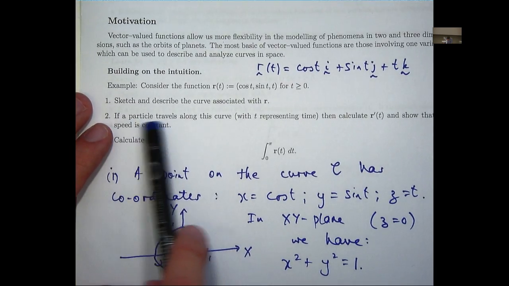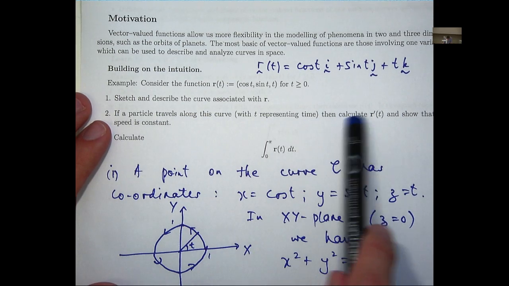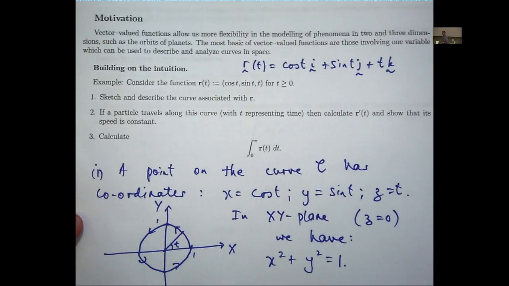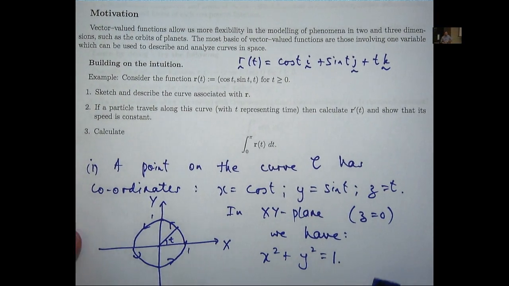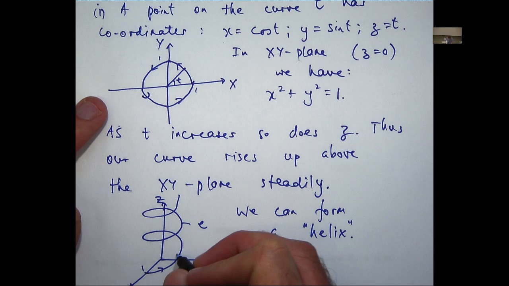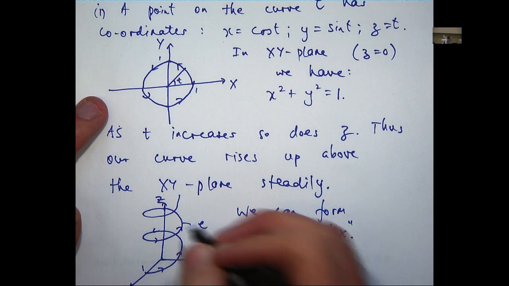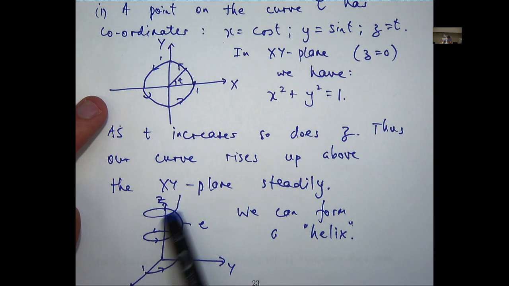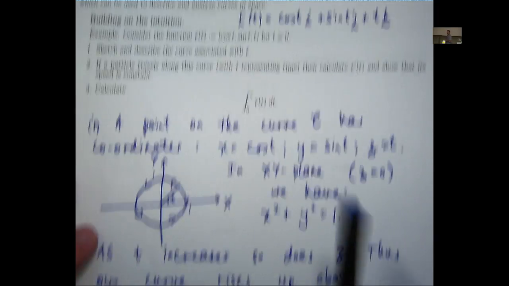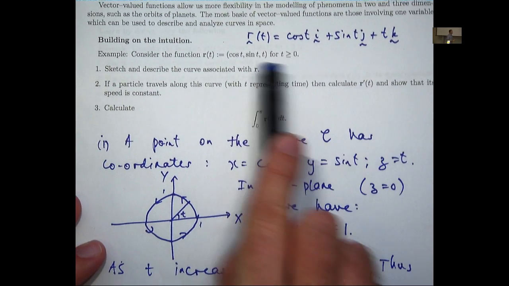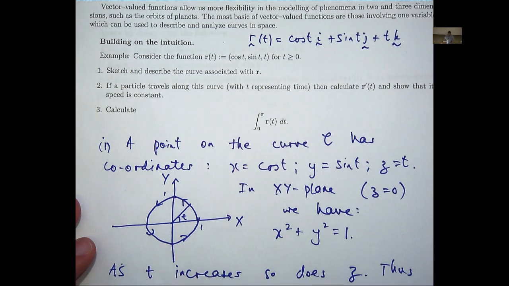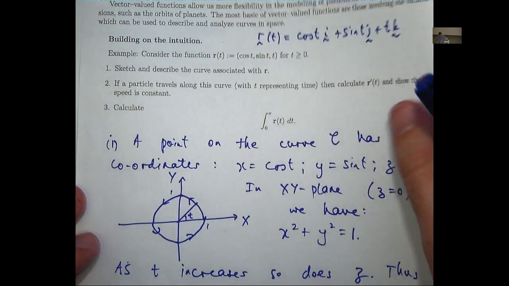Now, if a particle travels along this curve with t representing time, then calculate the derivative of r and show that the speed of the particle is constant. Okay, so I'm going to imagine the particle starts here, and then these little arrows kind of show the direction of the particle as time increases. Okay, well, to form a derivative, all we do is go up to each component function and differentiate with respect to t.